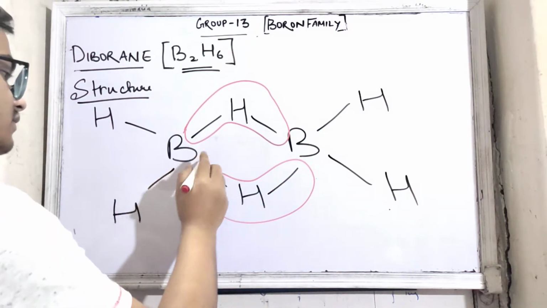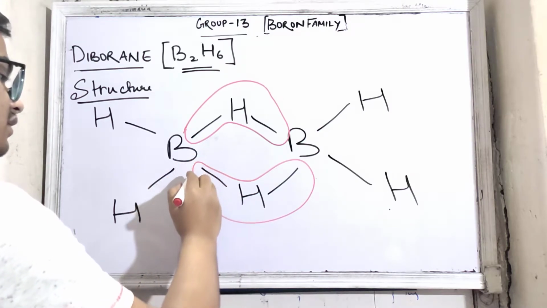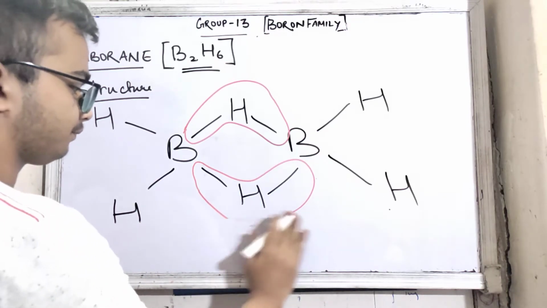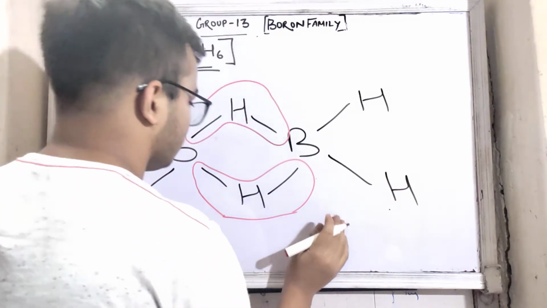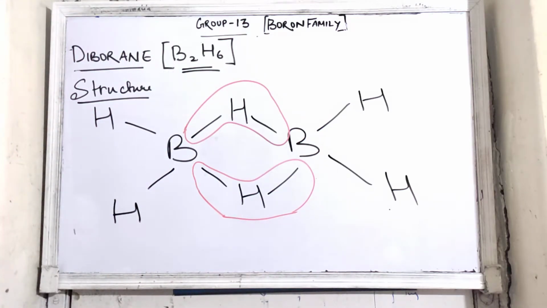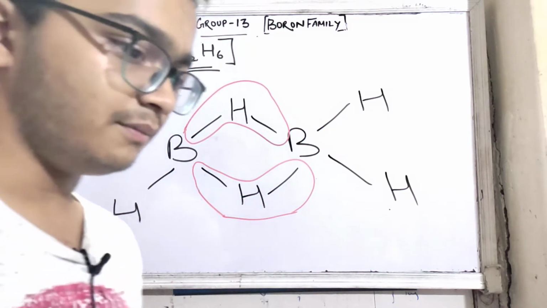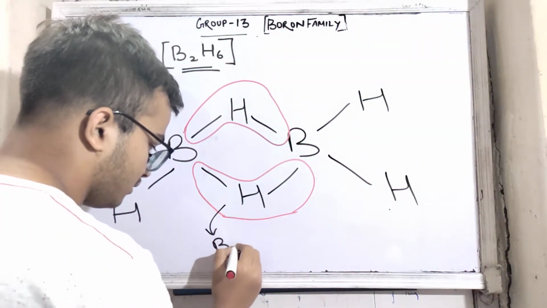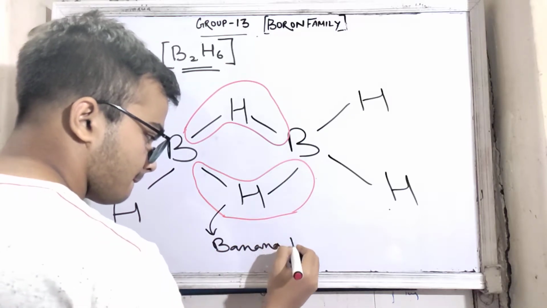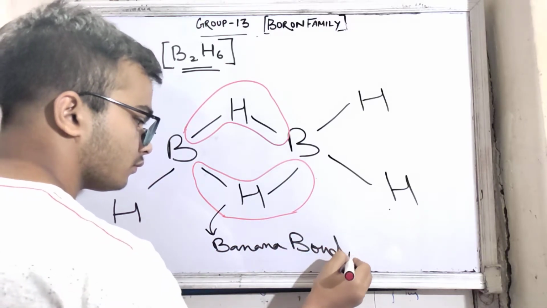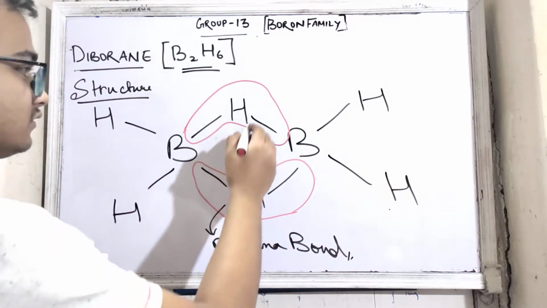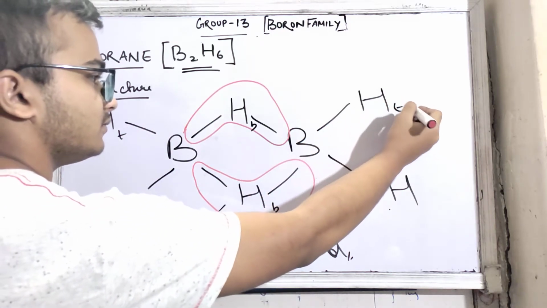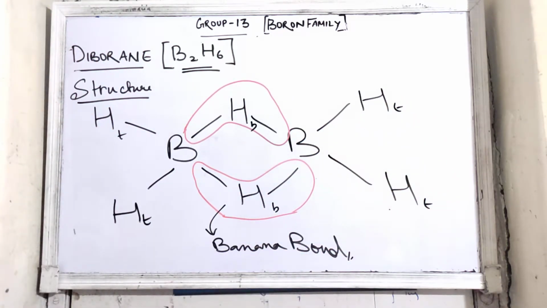If you notice, this shape looks apparently like a banana, right? So this is called a banana bond. This is the bridging hydrogen, this is the bridging hydrogen, this is terminal, this is terminal, this is terminal, this is terminal.